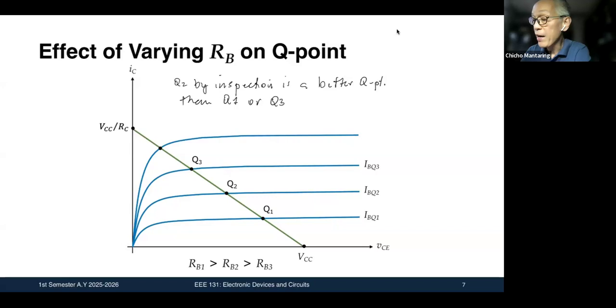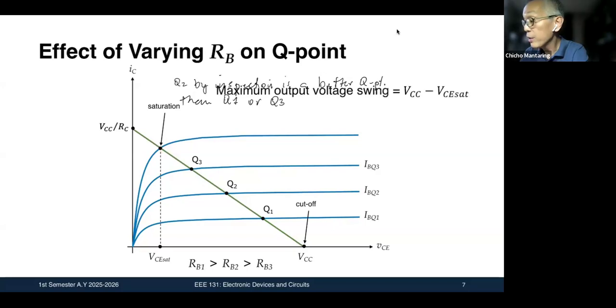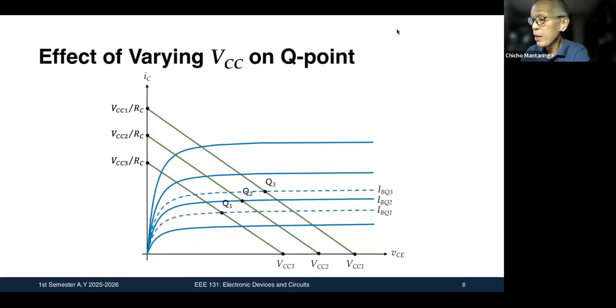So that is the effect of varying RB. Remember that when you hit this point, that is saturation. When you hit this point, that's cutoff. So your maximum output voltage swing would be VCC minus VCE sat. What about varying VCC?